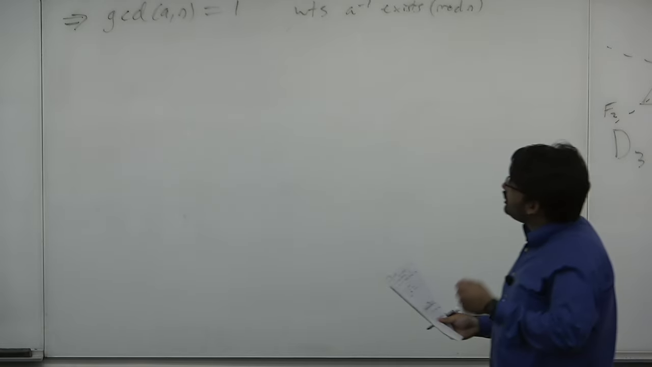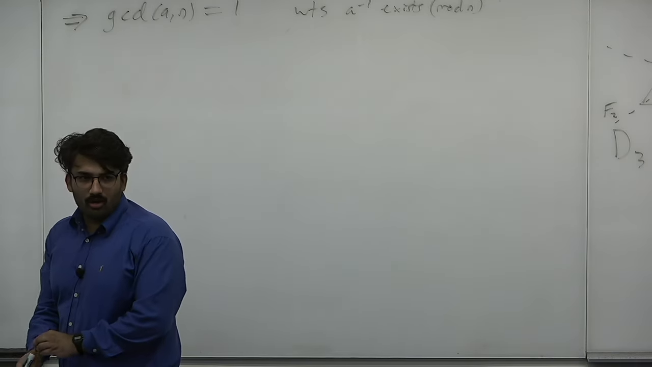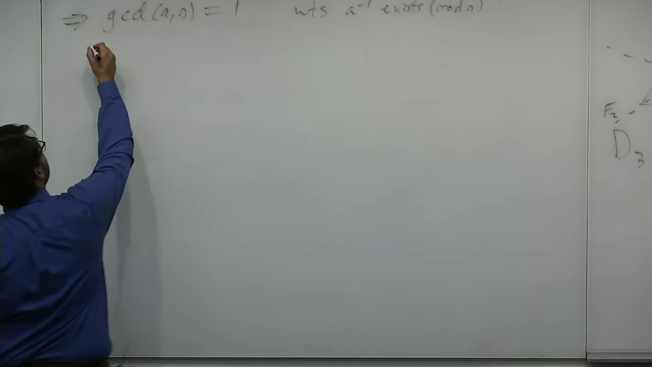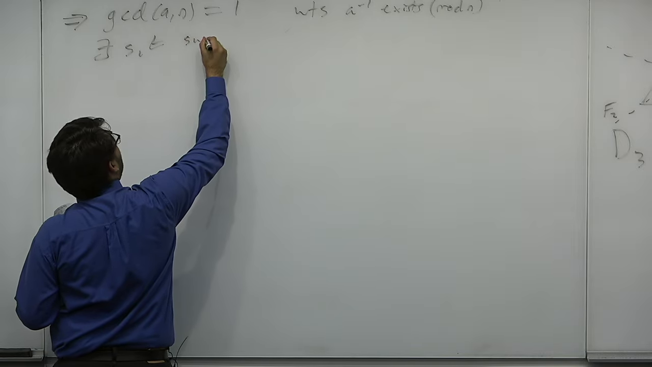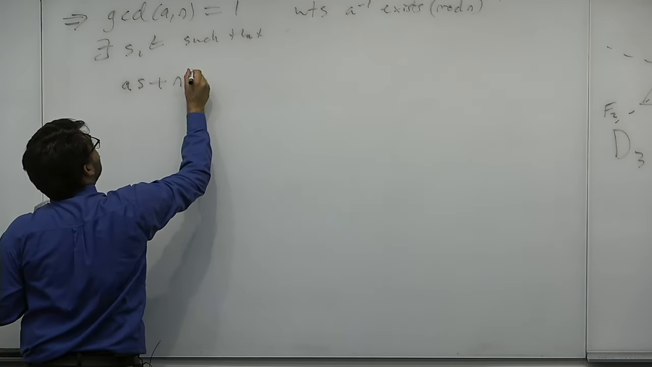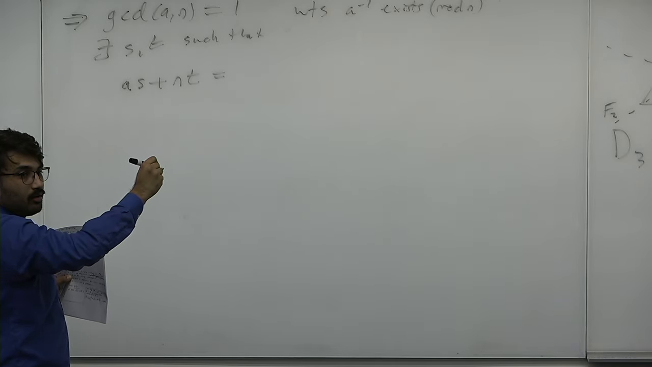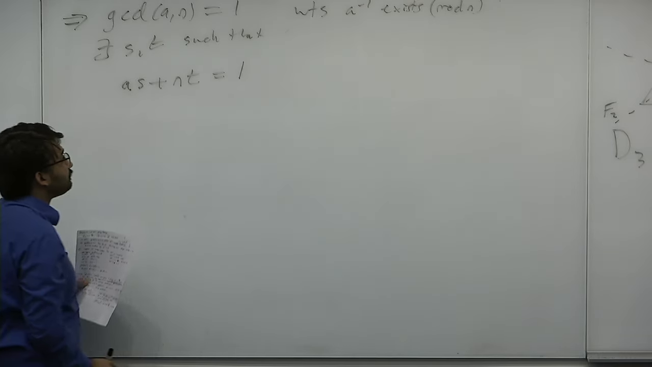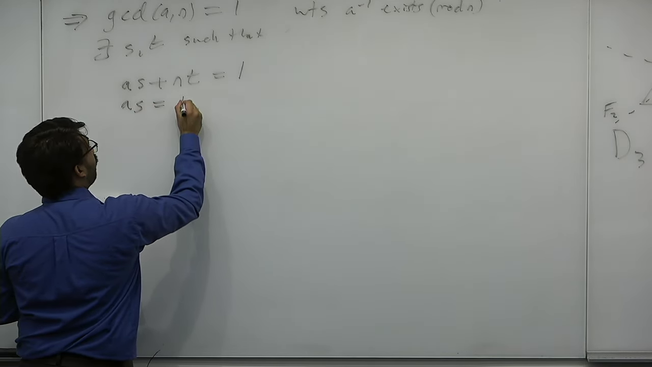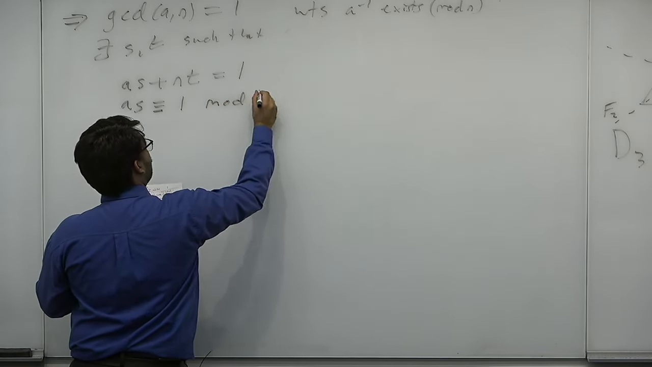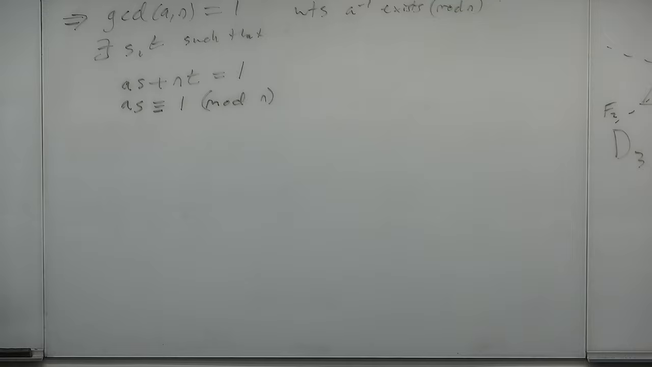So if the GCD of A and N is equal to 1, what do we know? Let's apply our best tool in the book. Let's apply Bezout's theorem. If the GCD of A and N is equal to 1, we know that there exist s, t such that AS plus NT is equal to what? What is the statement of Bezout's? The GCD. And the GCD is what? So we know then that AS is congruent to 1 mod N. Do you agree? If you take AS plus NT, and that's equal to 1, and you mod it by N, you get 1. Do we agree?